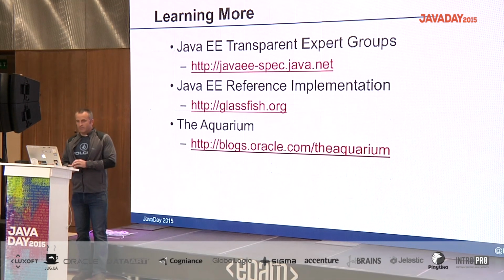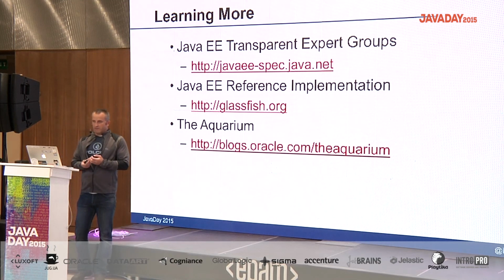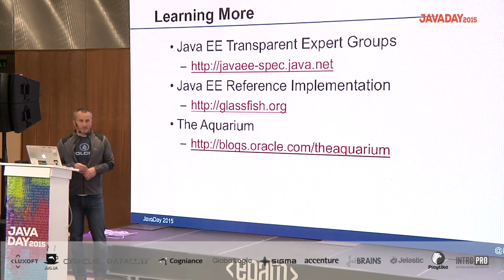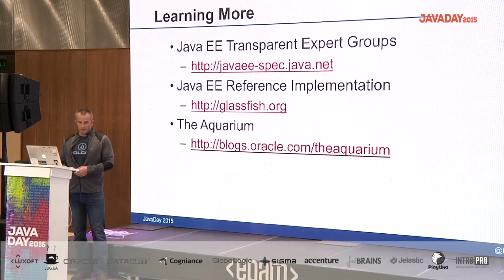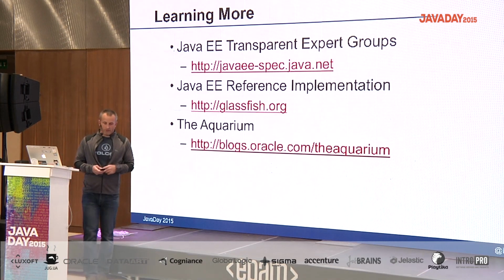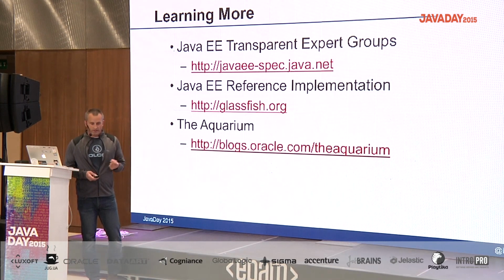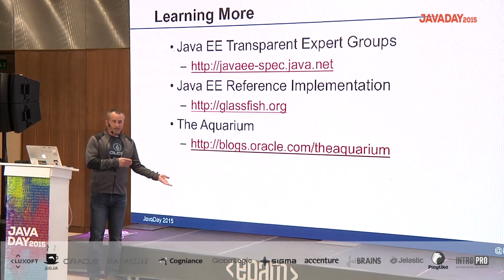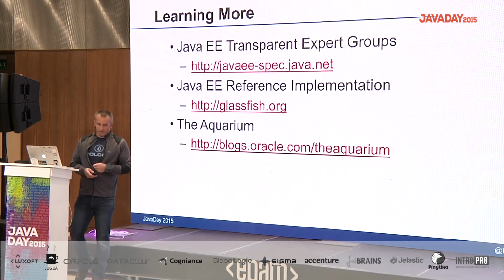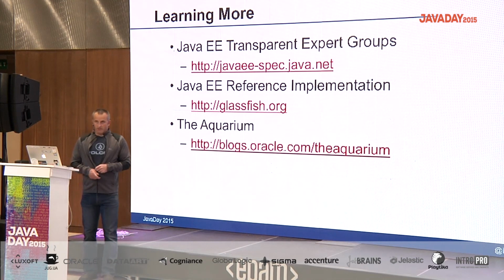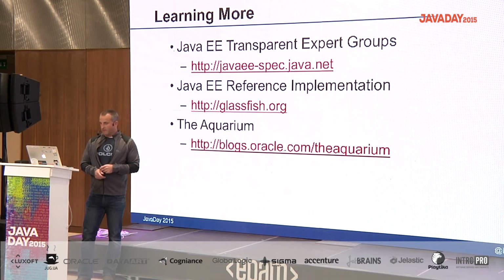So where do you find more? Well, java.net has project pages for all the specifications. You can go to jcp.org to find more information. GlassFish.org has the reference implementation, where you can download nightly builds of GlassFish, so you can try out the different specifications there. The Aquarium is a blog about Java EE related topics.